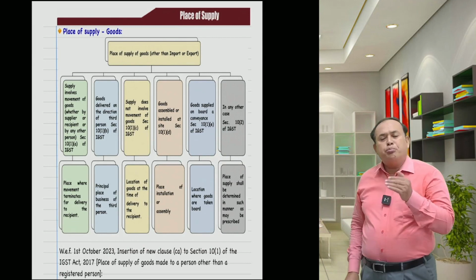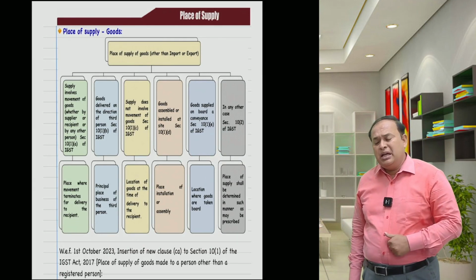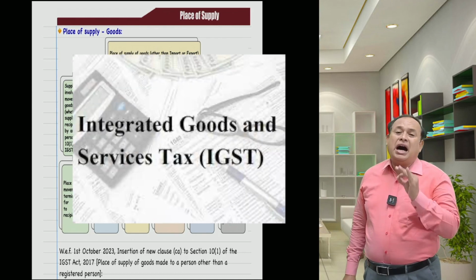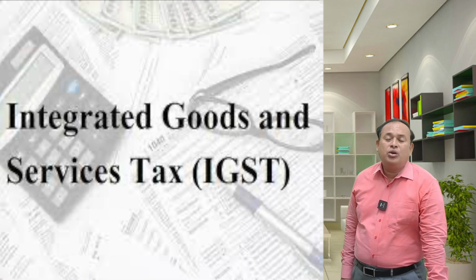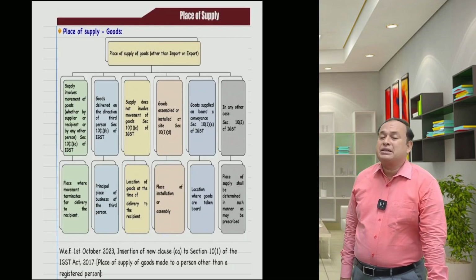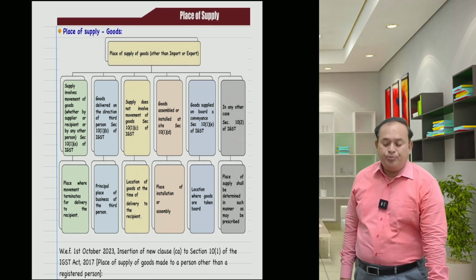Now, referring to place of supply. Whenever you refer to the place of supply, I should invite the IGST Act, the Integrated Goods and Services Tax Act only, because it is a cross-border transaction. That's why. Now, here we have supply of goods, place of supply, where there is no export or import of goods.